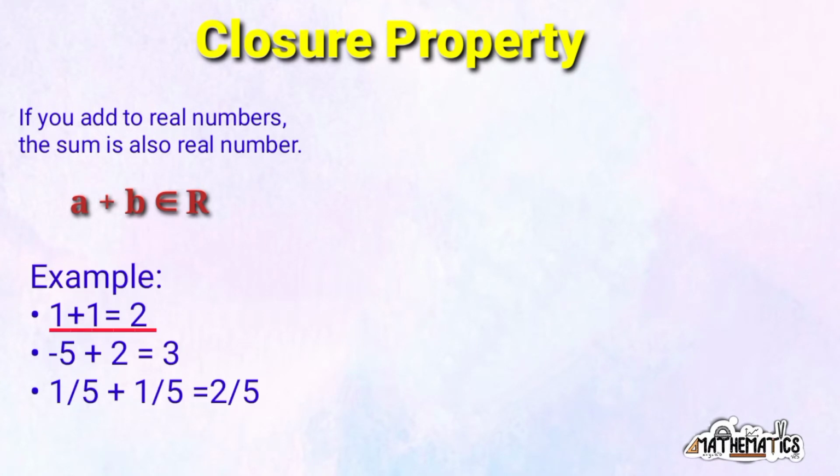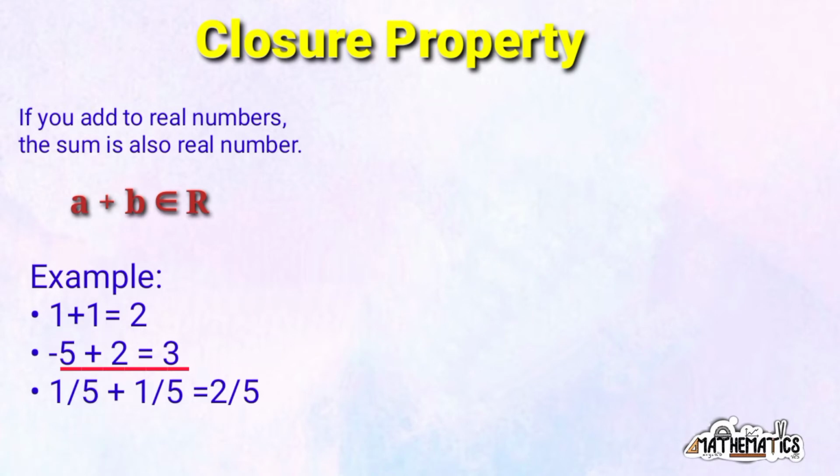Number 1, 1 plus 1 is equal to 2. Since 1 is a real number and if you add it to itself, it will be equal to 2, which is also a real number. Therefore, it satisfies the property that if you add 2 real numbers, the sum is also a real number. Next is negative 5 plus 2 is equal to negative 3. Negative 5 is considered a real number because it is a negative real number. So if you add it to 2, it will be equal to negative 3, which is also a real number.